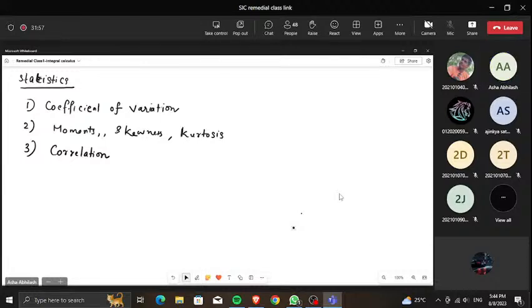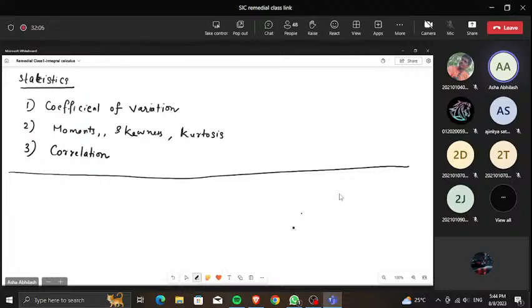Okay. So first we will discuss about coefficient of variation. That is, if you have two sets of data, then we can check which set of data has greater variability or less consistency. Okay. So we'll do one problem based on that. So before that, what is the formula for finding coefficient of variation?